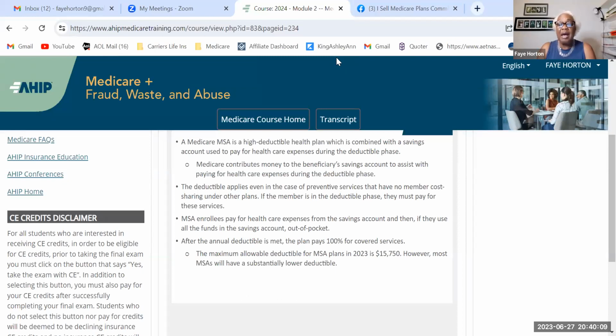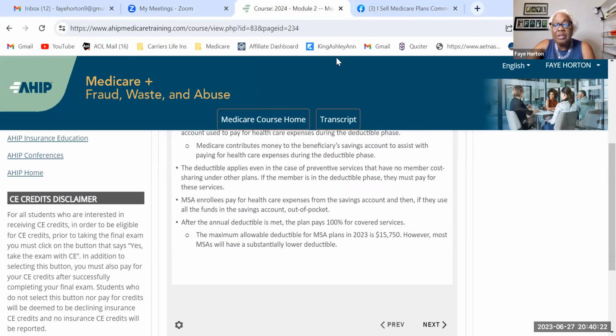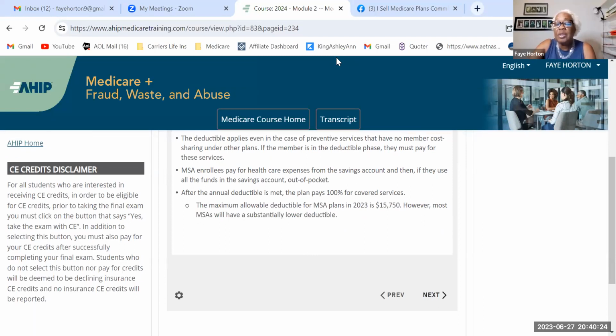The maximum allowable deductible for MSA plans in 2023 is $15,750. However, most MSA or medical savings account plans will have a substantially lower deductible.